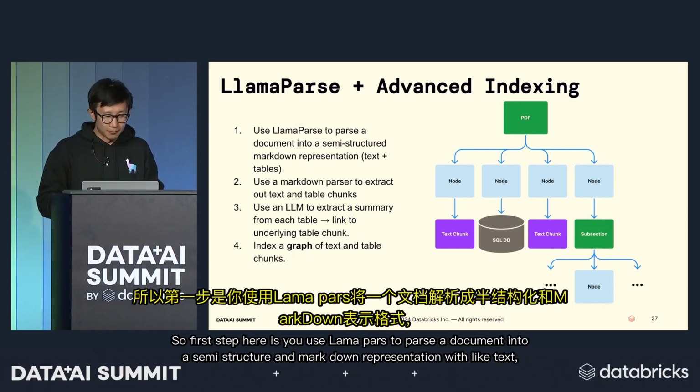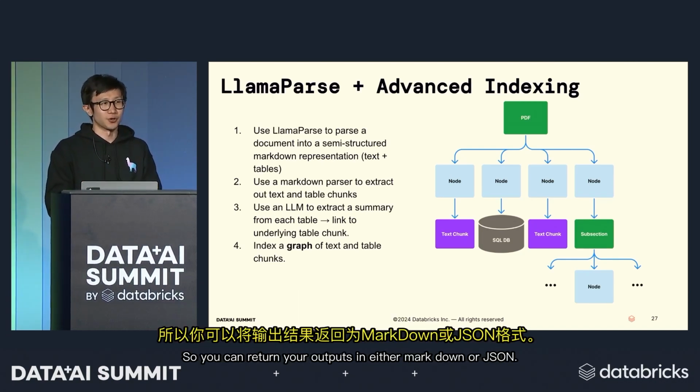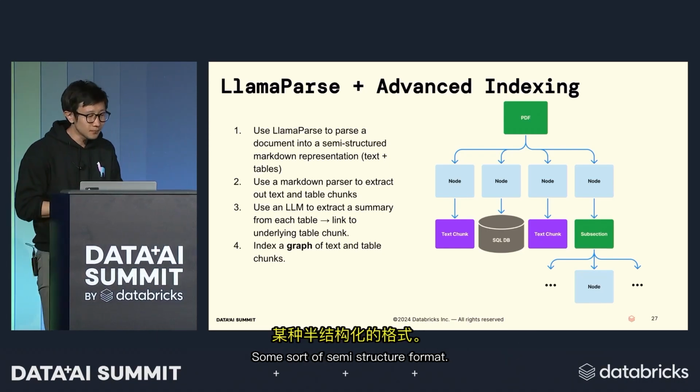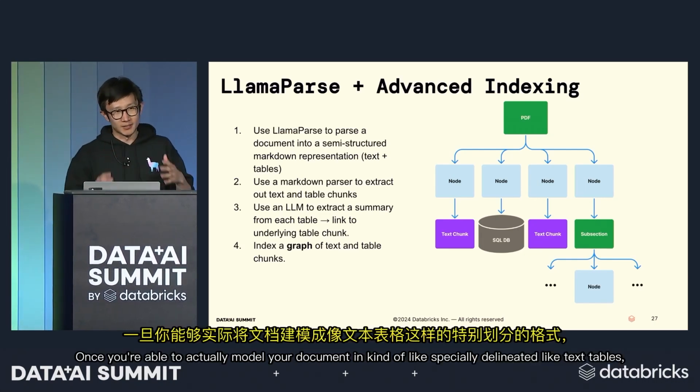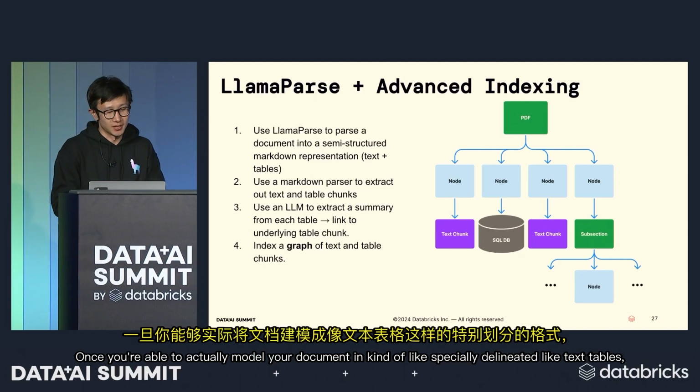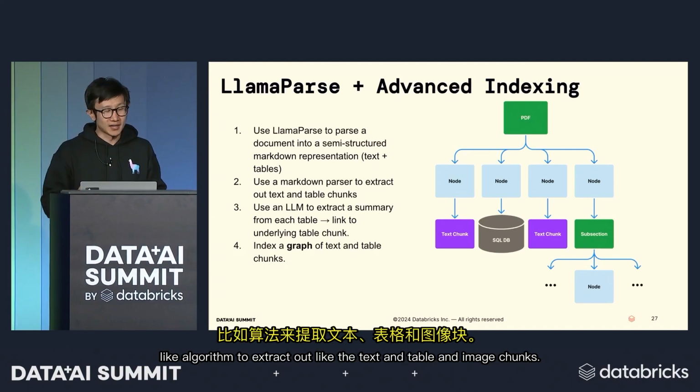So the first step here is you use LlamaParse to parse a document into a semi-structured markdown representation with text, tables, images, or we also support JSON mode as well, so you can return your outputs in either Markdown or JSON, some sort of semi-structured format. Once you're able to model your document in specially delineated text, tables, images, then you can use some sort of parser algorithm to extract the text and table and image chunks.